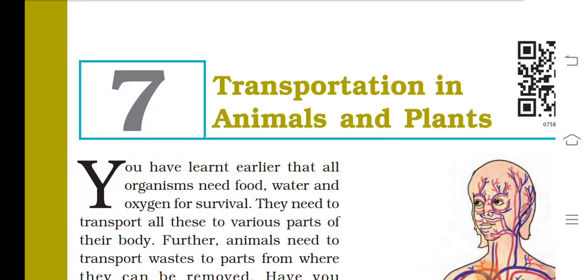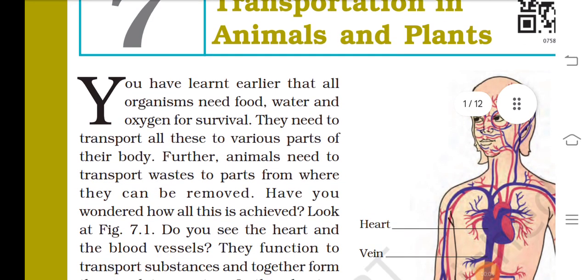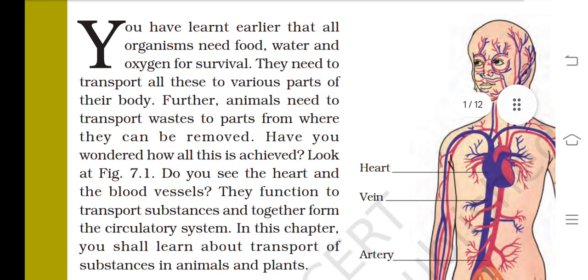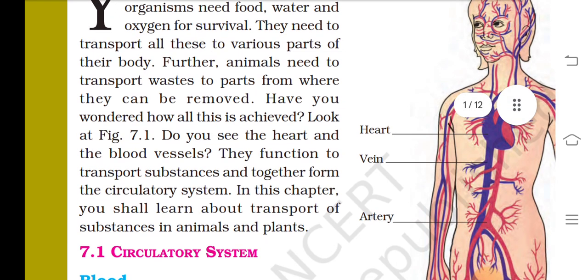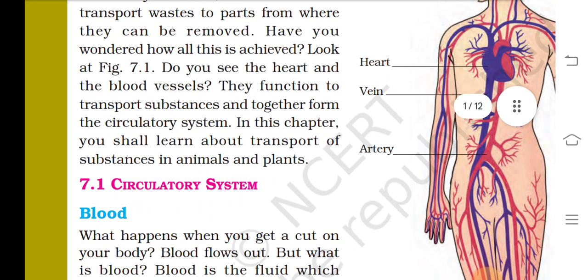Transportation in animals and plants. You have learned earlier that all organisms need food, water, and oxygen for survival. They need to transport all these to various parts of their body. Further, animals need to transport waste to the parts from where it can be removed. Have you wondered how all this is achieved?